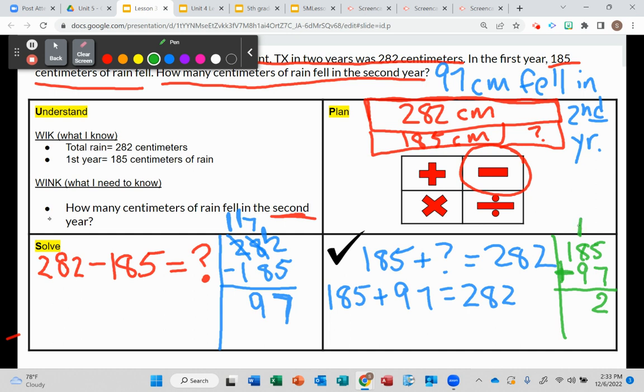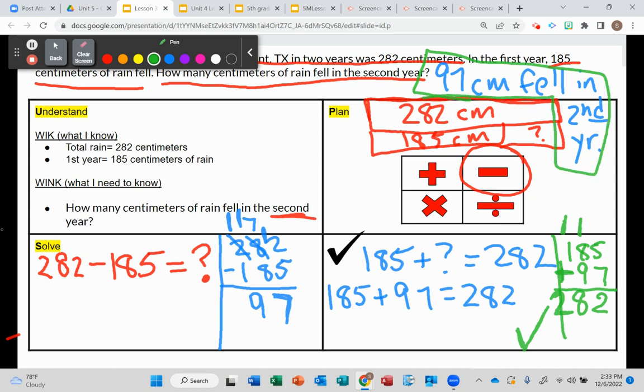Then I have to add 1 ten plus 8 tens plus 9 tens, which is going to be 1 plus 8 is 9, plus 9 is 18. So I'm going to go ahead and put down 8 tens, carry the 1. And so I have 1 plus 1 is 2. So then my total is 282, which means that my answer is correct, right? So we answered correctly. So we had 97 centimeters of rain fall in the second year. That is my answer. Sorry, I know there's a lot of writing over here, but hope we could all follow along.